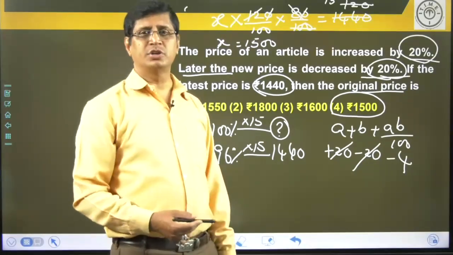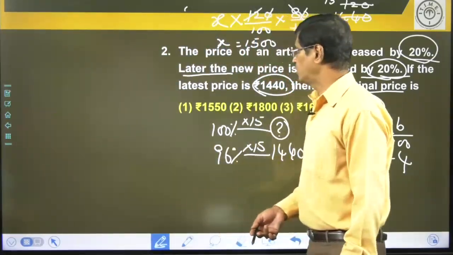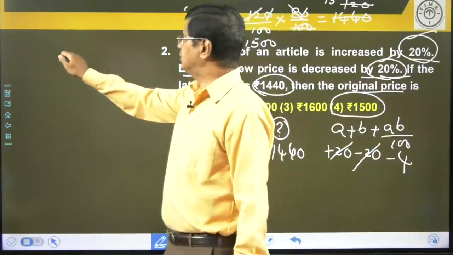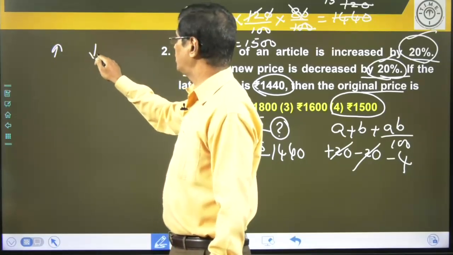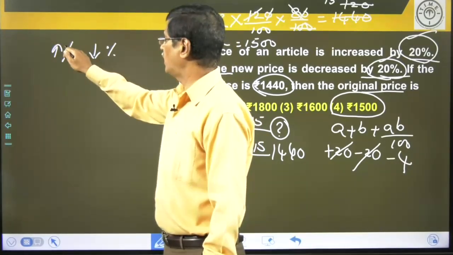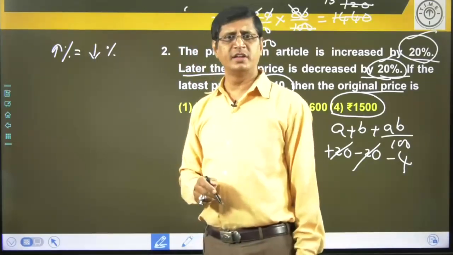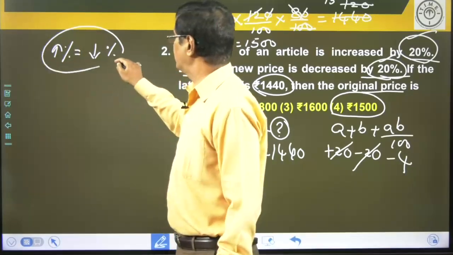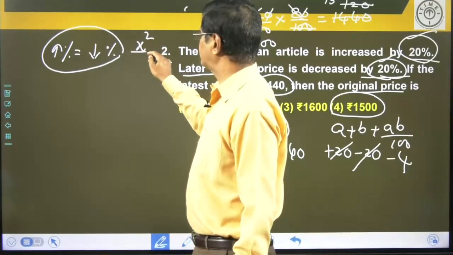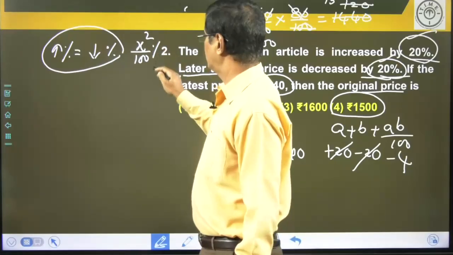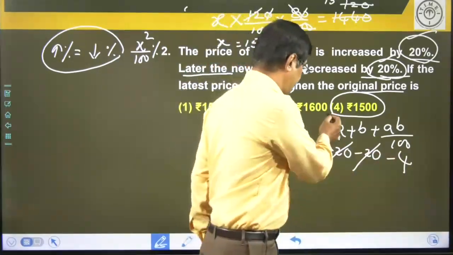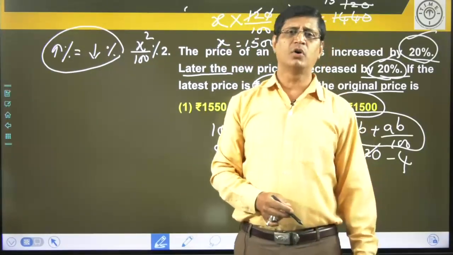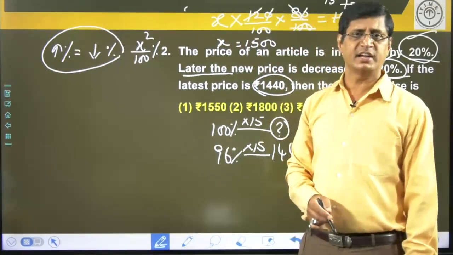We can answer the same question orally. Orally means just look at 20% increase, 20% decrease. Percentage increase, percentage decrease, both are equal. Here percentage increase and percentage decrease are both the same. Then there will always be a decrease of x square by 100 percent. So instead of this formula, directly we can find the overall effect. What is the overall effect? That is a 4% decrease.